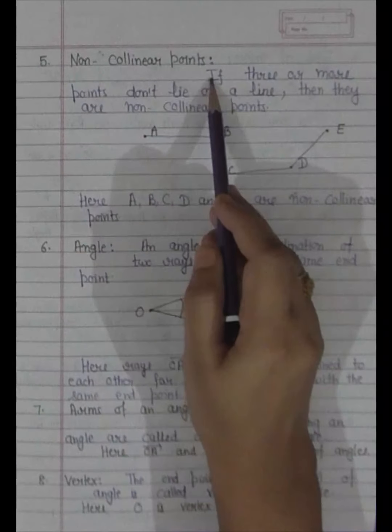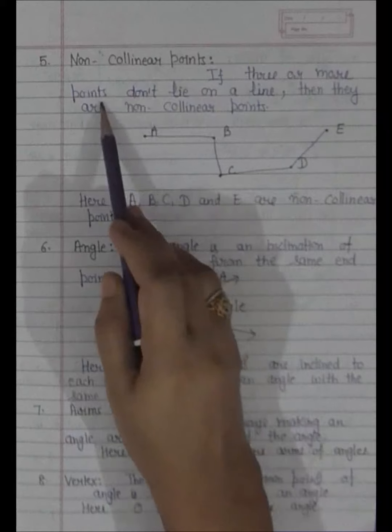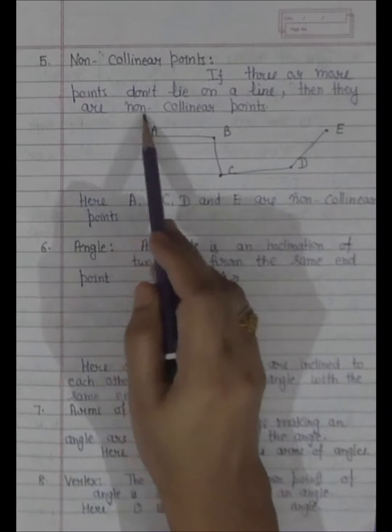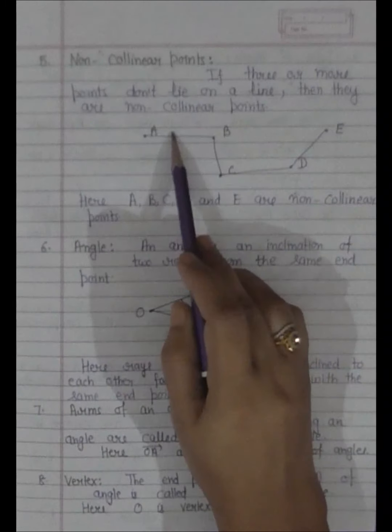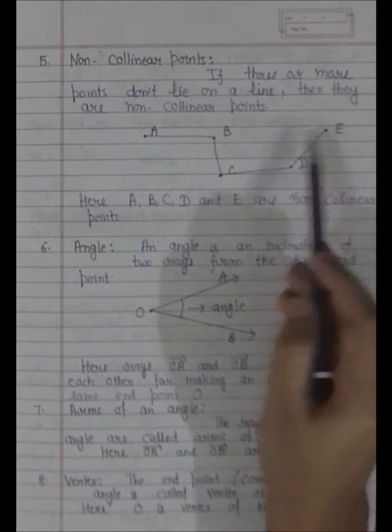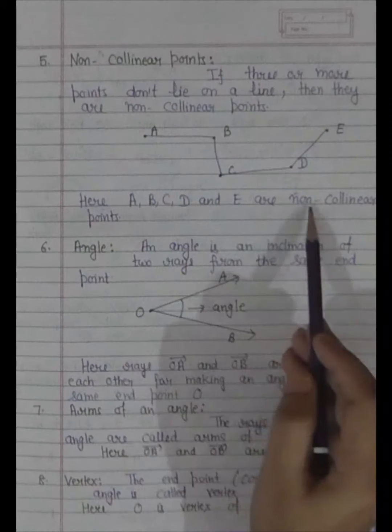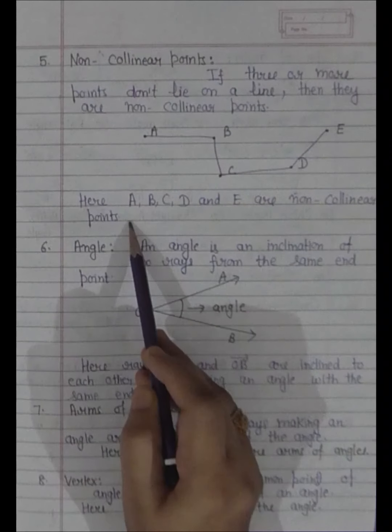Non-collinear points. If three or more points don't lie on a line, then they are not collinear points. Here A, B, C, D, E. These all points are not on the same line, so all these points are non-collinear points.